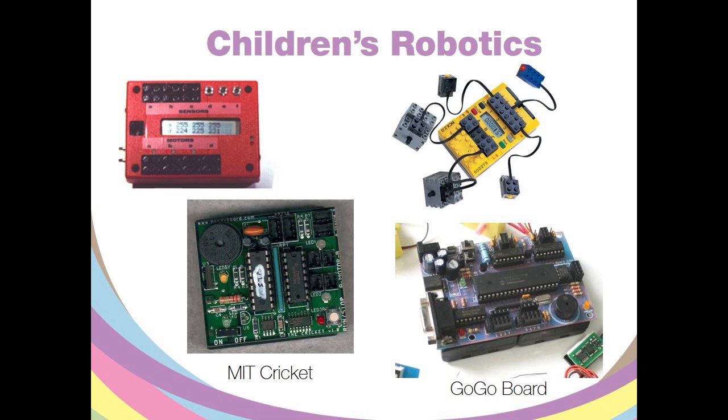But Seymour succeeded, and his group, after doing Logo, started doing physical computing devices. So they started doing children's robotics. They did the MIT Red Brick, which was the prototype that generated the Lego robotics, then the MIT Cricket, and then another one was the Gogo board, which was derived from the MIT Cricket.